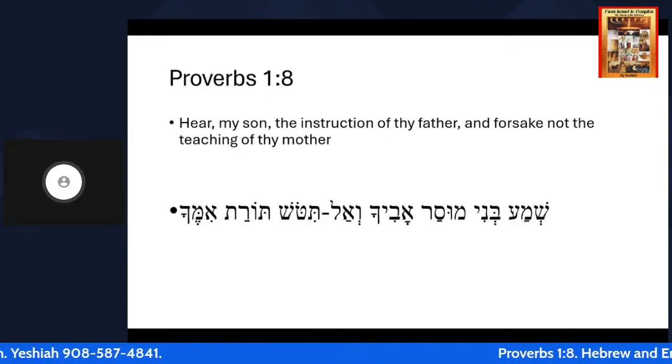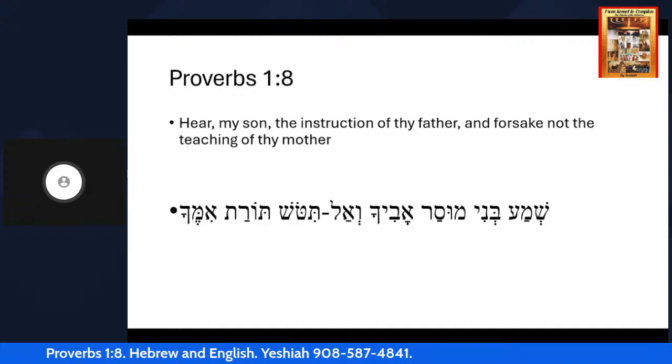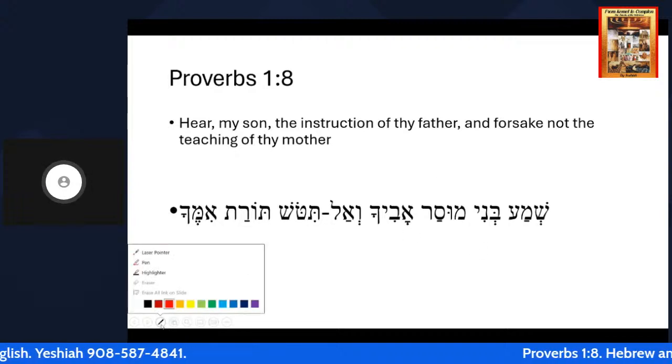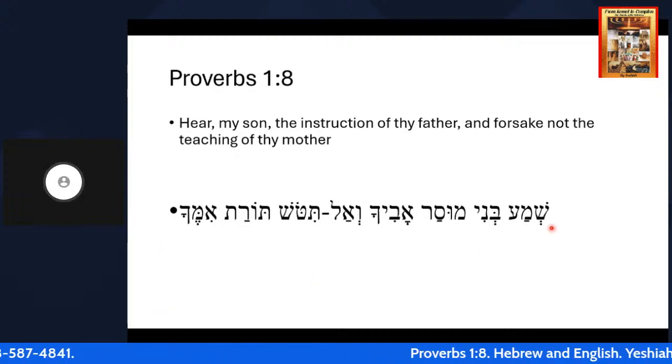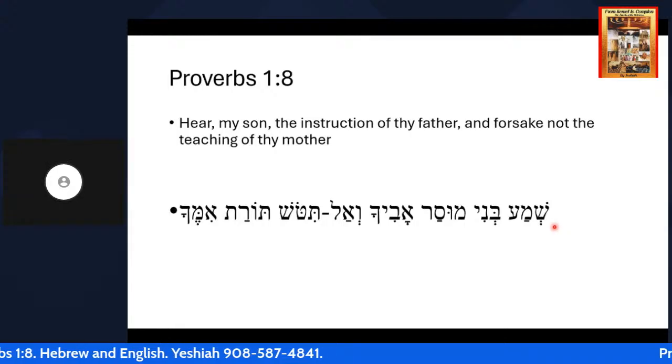Proverbs 1, verse 8: Hear, my son, the instruction of your father, and forsake not the teaching of thy mother. Now, let's look at it in Hebrew, and let's see what it says. Let's remember, Hebrew is always read from right to left. Shema beni musar abika wa al titosh torat imeka. So what are we seeing? Shema beni, which means hear, my son.